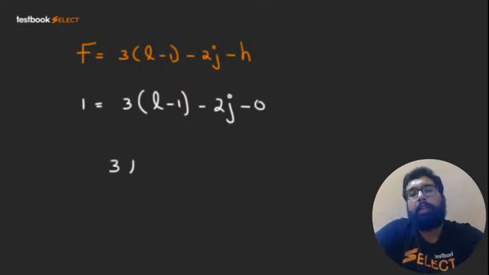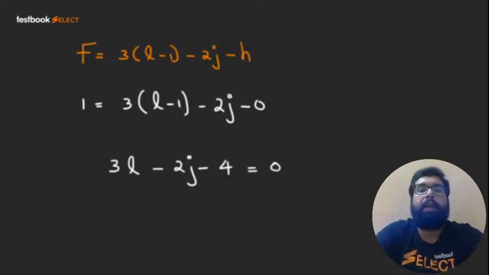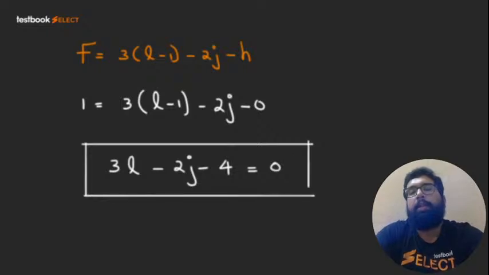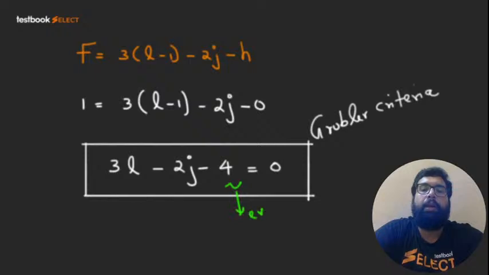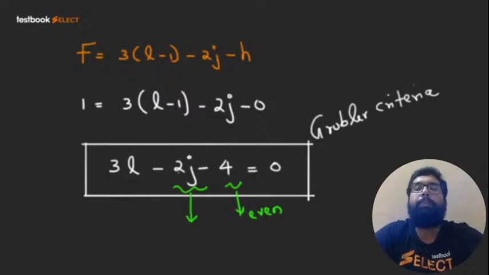Now from this equation, can I rewrite this equation like this? If I open the bracket and rearrange this equation, can I write this equation like this? So this is the equation named after Grubbler, and this is something known as the Grubbler criteria. Now, if you apply some basic understanding of mathematics, this 4 is an even number. I hope you understand this. This 2 into J, so 2 multiplied with any number, no matter odd or even, will become an even number.